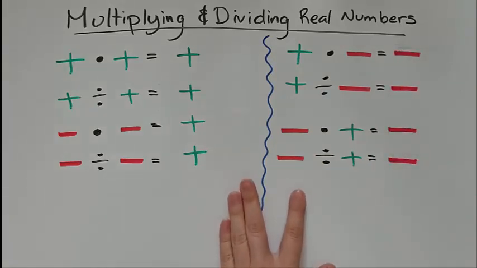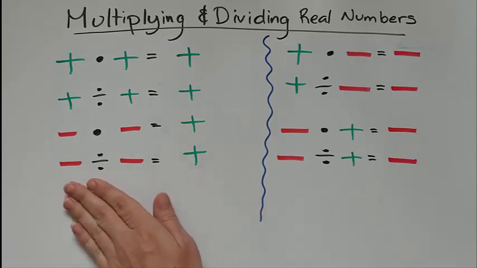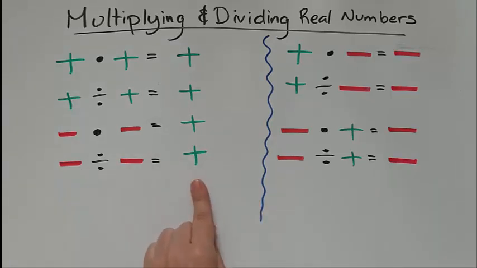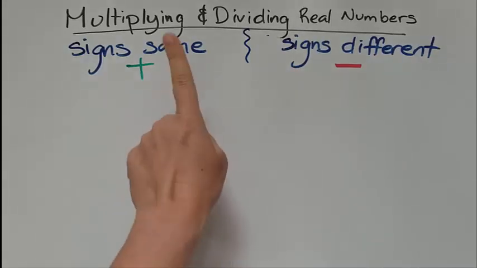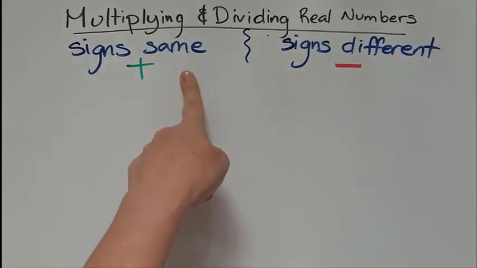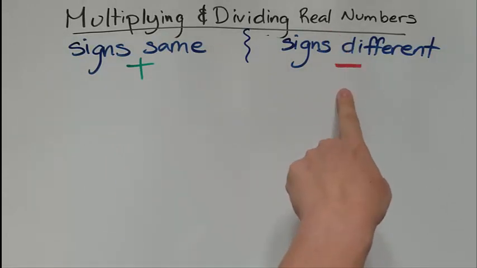So you really only have two rules that you need to know. If the signs are the same, the answer is positive. If the signs are different, your answer is negative. From there on out, all you need to know is your multiplication and division. So to summarize our two rules, if the signs are the same, your answer is always going to be a positive answer. If your signs are different, your answer is always going to be a negative answer.